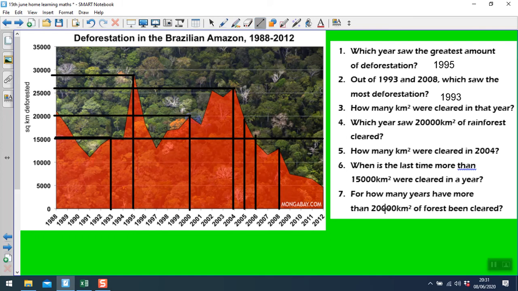For how many years have more than 20,000 kilometres of forest been cleared? So 20,000, for how many years has more than that been cleared? So it was here in 1988, that's one. So that was 1994, that was 1995, so that's the second one. 1996 was at that level, so we won't count that one. And we're back over here. So 2002, so that was the third year. 2003, that's the fourth year. 2005, that's the fifth year.